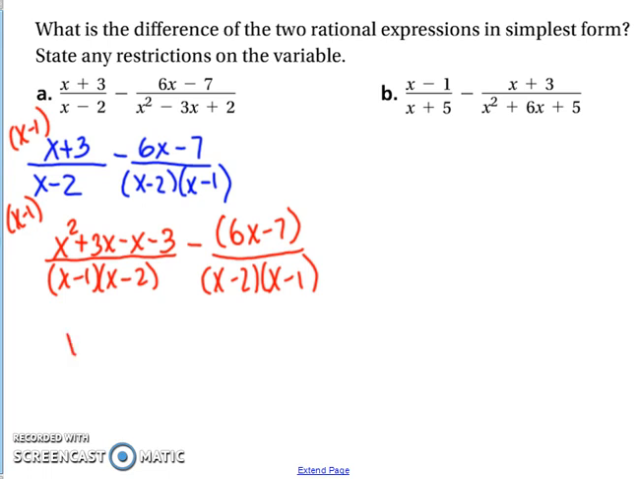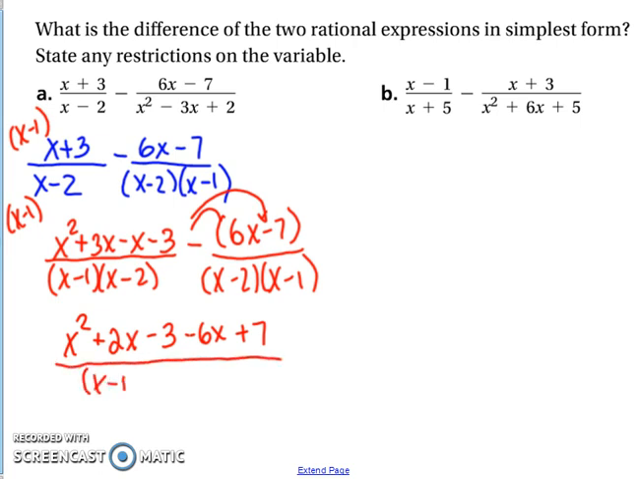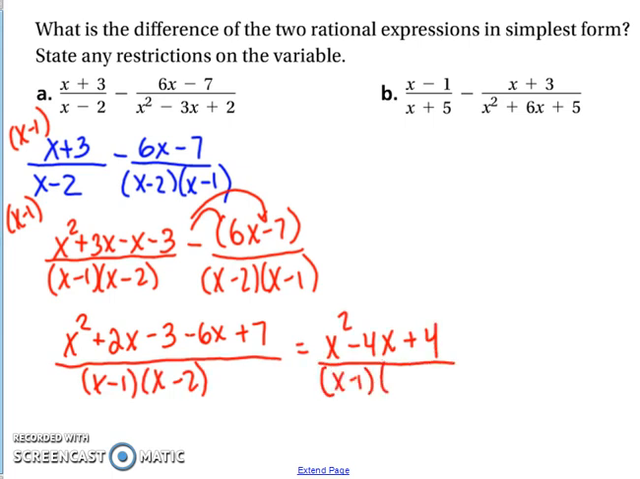So x squared, I'm just going to kind of smush this all together. So x squared plus 3x minus x becomes plus 2x minus 3. And then I'm going to have a -6x, and I'm going to have a positive 7. So that negative sign is going to both of these terms. Okay, over x minus 1, x minus 2. So I'm going to keep simplifying the top. I'm going to push this together and make this x squared. And then I have a minus 4x plus 4 over x minus 1, x minus 2.